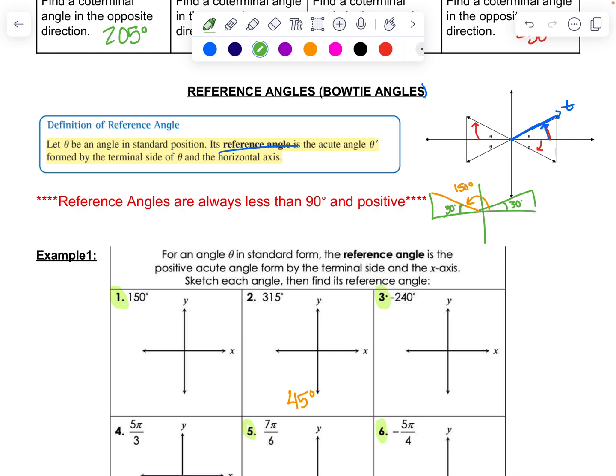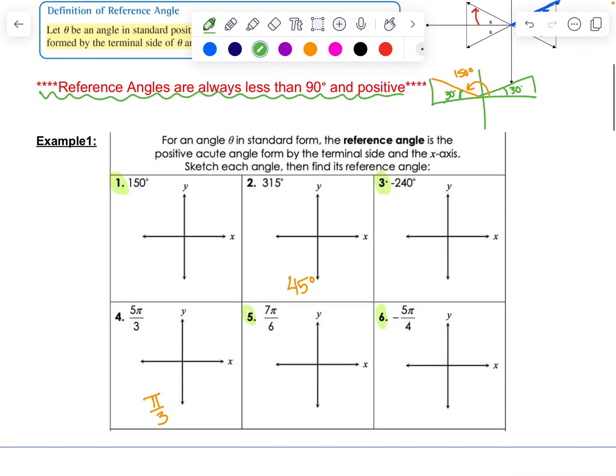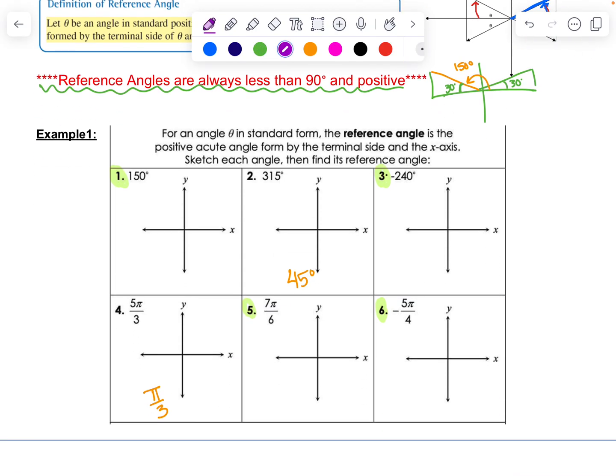So reference angles are always the angle between your terminal side and the closest x-axis. Therefore, they're always less than 90 degrees and always positive. We don't care which direction you're rotating. If you're rotating in a positive or a negative direction, we don't care. We just want to know what's that closest x-axis and how far away am I. So looking at that, let's create a couple different scenarios.